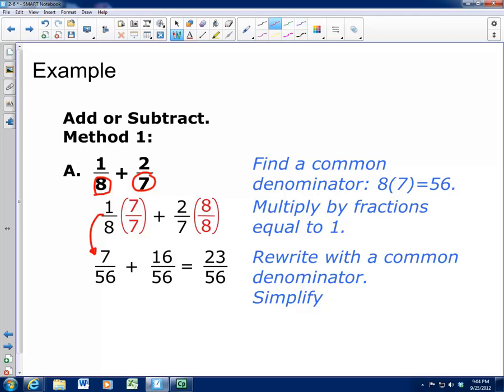Okay, and our 2/7 becomes 16 over 56 because, again, I multiplied the 7 times 8, the 2 times 8, and that's how I get 16 over 56. Then when we add, your denominators stay the same. That's how we get the denominator of 56 here. And we simply add 7 plus 16 to give us 23. And that's our answer because we can't simplify any lower than that. Okay, let's take a look at our next one.